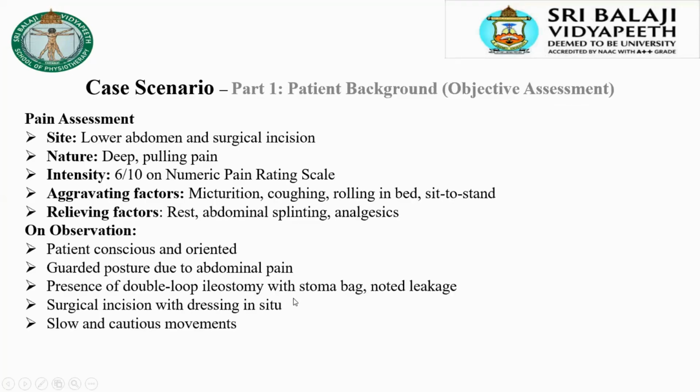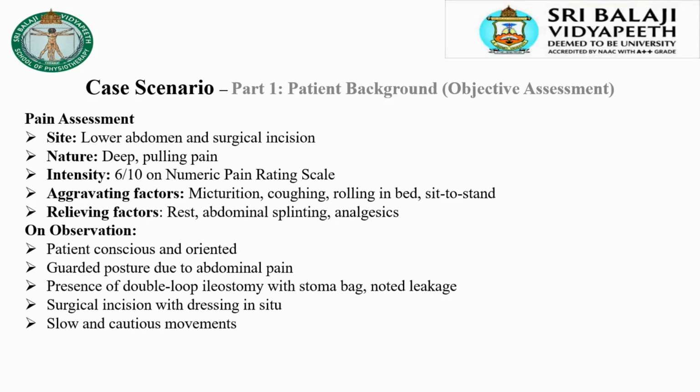Pain assessment. Site: lower abdomen and surgical incision. Nature: deep and pulling pain. Intensity: 6/10 on numerical pain rating scale. Aggravating factors: micturition, coughing, rolling in bed, and sit to stand. Relieving factors: rest, abdominal splinting, and analgesia.